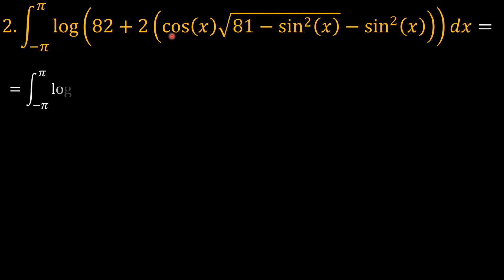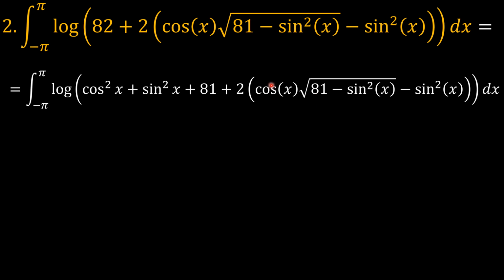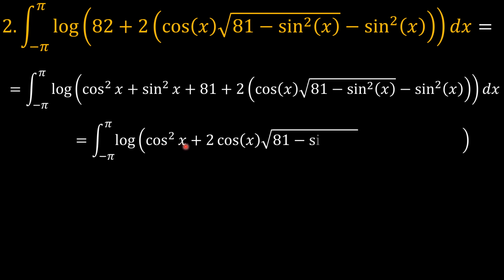So what we've done here is to rearrange it such that 1 plus 81 is 82, and we have 81 here. So we have cos squared plus sin squared. Cos squared x plus sin squared x is 1, plus 81, plus this product here allows us to see a different expression, because now this sine squared x interacts with negative 2 sine squared x. So we have cosine squared x plus 2 cosine x times the square root of 81 minus sine squared x plus 81 minus sine squared x.